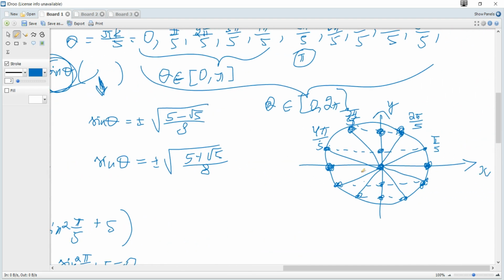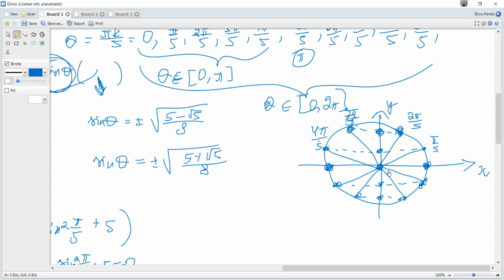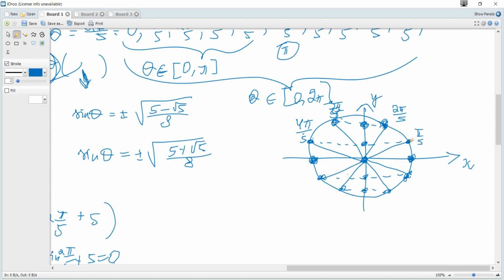And you can see that sine of pi over 5 is positive and smaller, so it's plus root of (5 minus root 5) over 8. Sine of 2 pi over 5 is positive but larger, so it's plus. This also the same, plus. This is the positive root of 5 minus, and same for this.